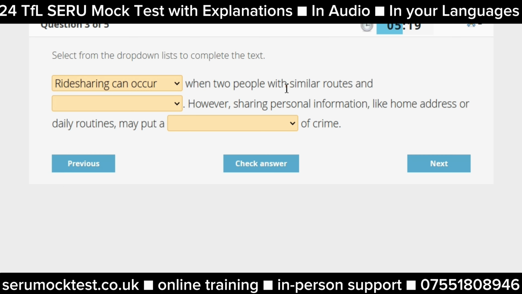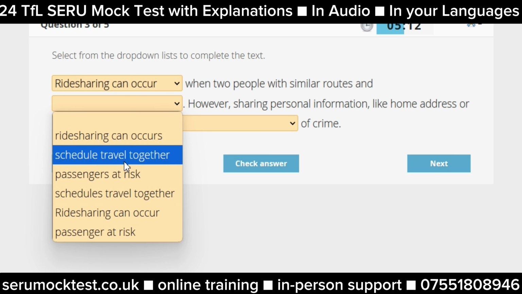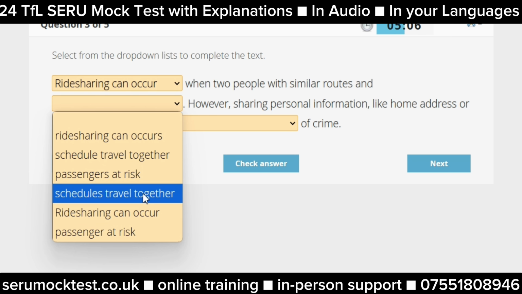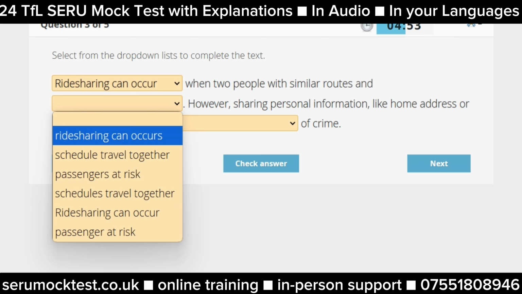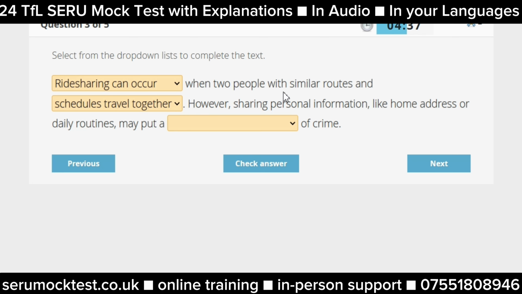Now, the second is: when two people with similar routes and schedule travel together. The word schedule itself is correct, but the form of the verb remains the same. Routes is plural, so therefore we are going to use schedules. So it's talking about two people's routes and two people's schedules who are traveling together.